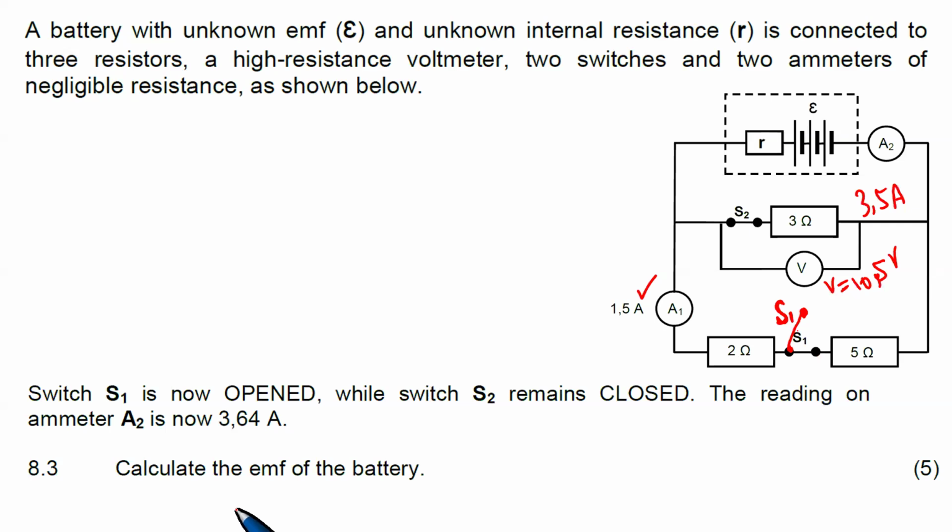But now, what do we do here? To deal with this, we want to find the EMF of the battery. The formula for the EMF of the battery is E equals I, in parentheses, R plus R.